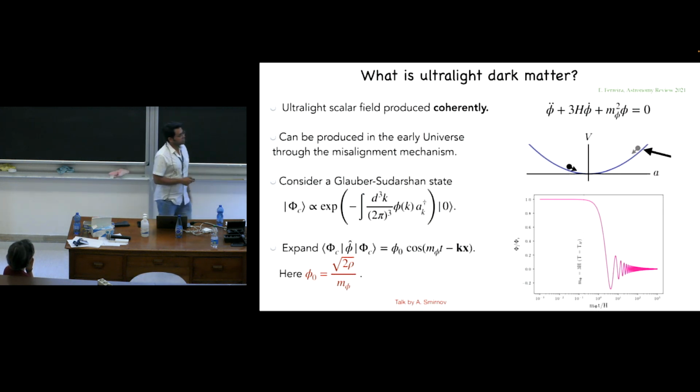So the nice part is that as the field starts rolling, it's stuck, and at some point it oscillates, and then this can be treated roughly as a classical field with some phase which is given by the mass and the velocity of this field.